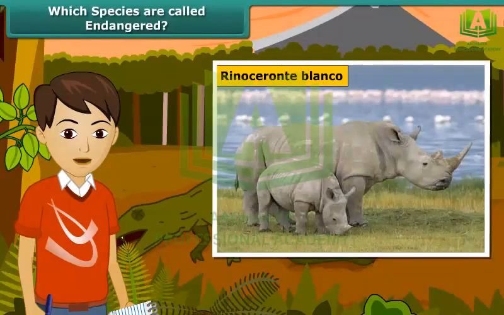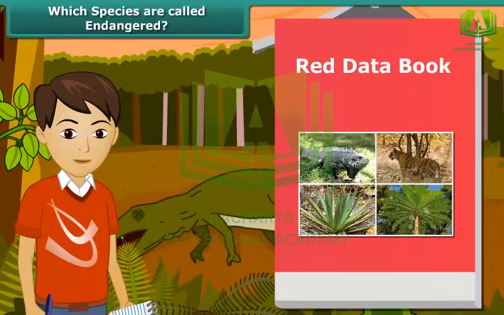You would be wondering if there is any record of the endangered species. Well, Red Data Book is the source book which keeps a record of all the endangered animals and plants.